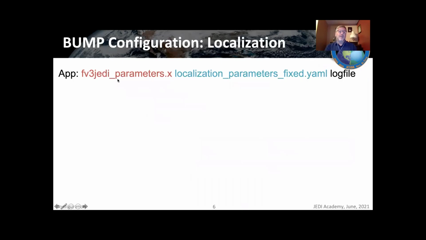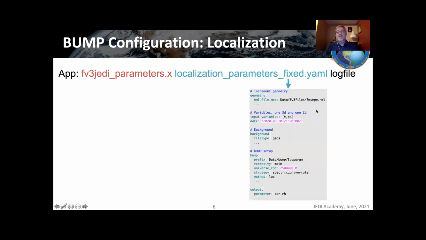And as was described in the lecture before, most of the applications in Jedi are set up where you have a binary file that's created by the build process. The first argument that you give to this binary file is a YAML file that controls all the activity that's going on in the application. And then you have this optional second argument, which is a log file to dump out all the results.